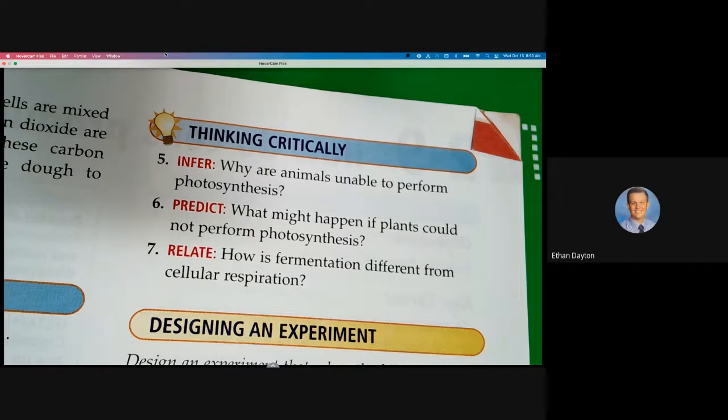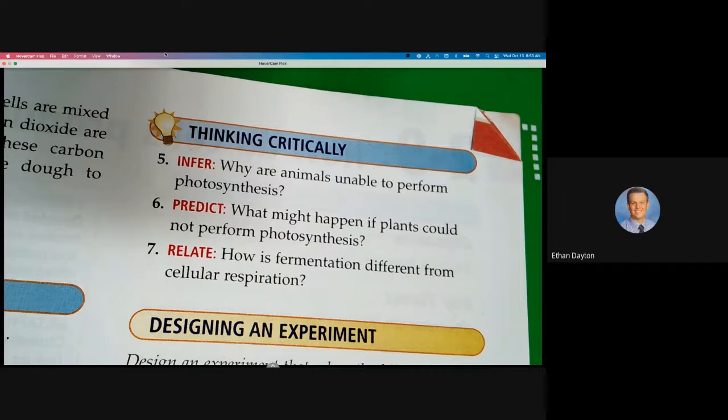You can't even breathe if plants didn't do photosynthesis. It'd be a lot less oxygen, because there's nothing for them to throw away. A lot less oxygen, yep. So there you go. Photosynthesis is arguably one of the most important processes on this earth. Everything. And then number 7, relate or compare.